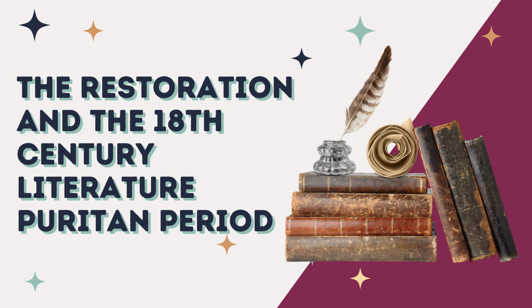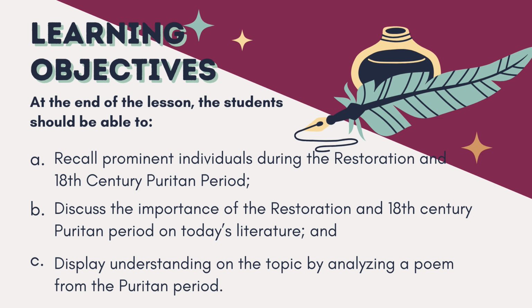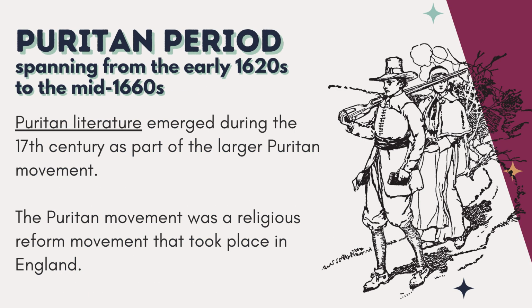The Restoration and the 18th century literature, Puritan period. Here are our learning objectives. The Puritan period spans from the early 1620s to the mid 1660s. Puritan literature emerged during the 17th century as part of the larger Puritan movement. So, what is the Puritan movement?